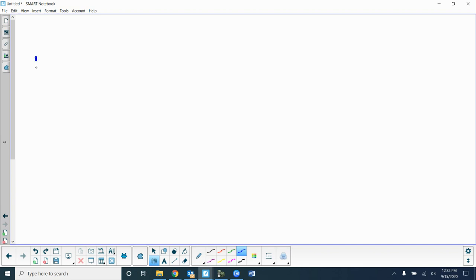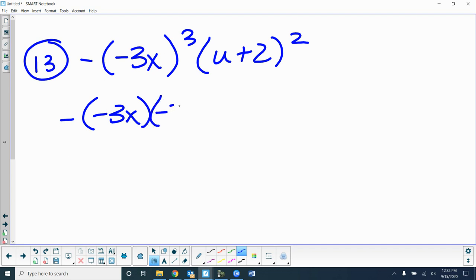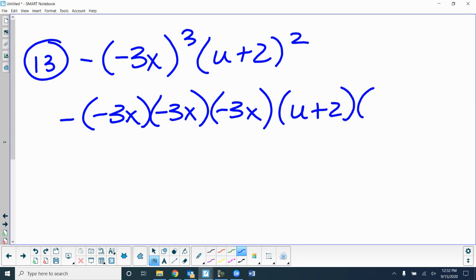Number 13. Expanded form means just write out what it means with these exponents. So, there's only this one negative there, and then there's 3 of these negative 3x's. That's what that exponent tells us. So when you expand it, they want you to write it out long ways. And squared, or 2 of those, just write 2 of them. So that's what we're looking for in expanded form. You don't have to simplify it or anything else. But I know you guys could, right? Now 14, you have to simplify.